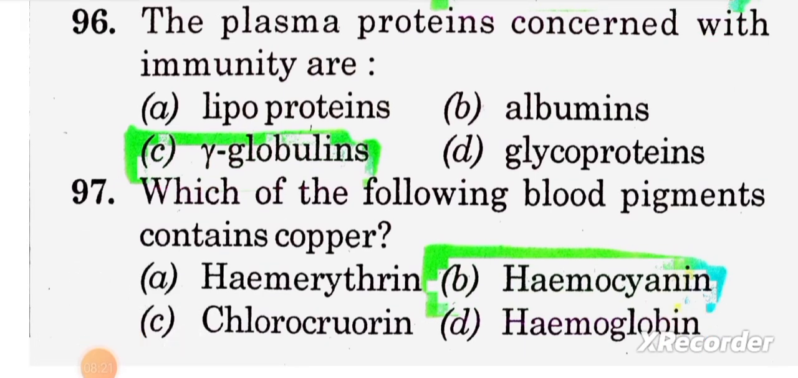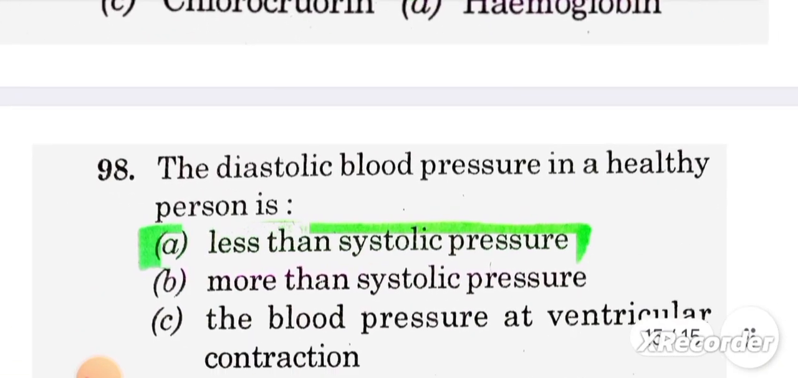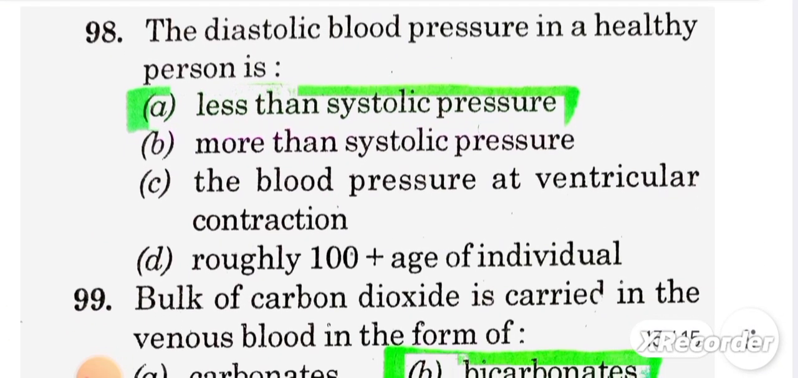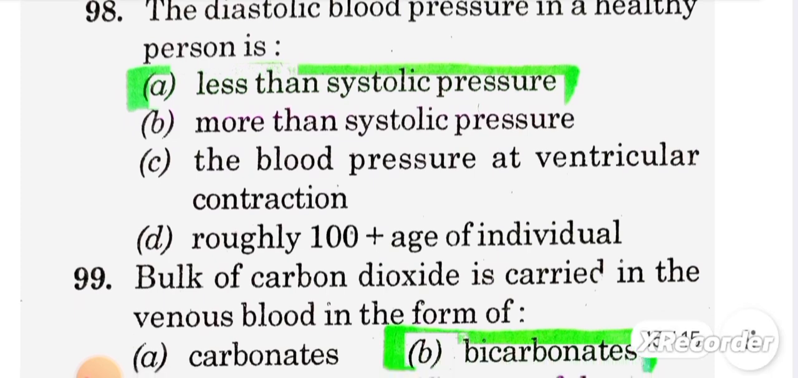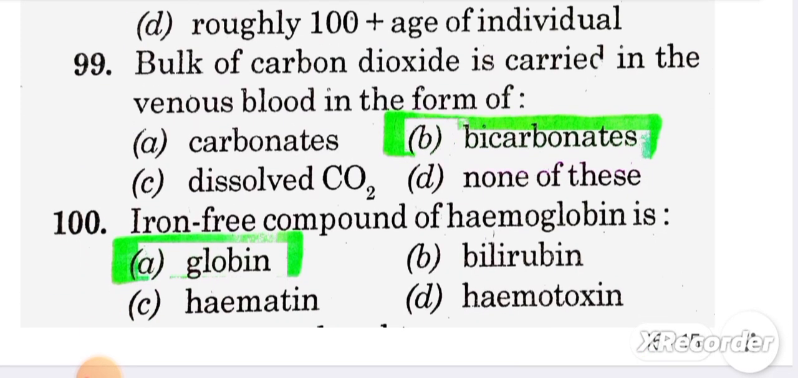Gamma globulins. Next 97. Which of the following blood pigments contains copper? Answer B. Hemocyanin. Next 98. The diastolic blood pressure in a healthy person is answer A. Less than systolic pressure. Next 99. Bulk of carbon dioxide is carried in the venous blood in the form of answer B. Bicarbonates. Next 100. Iron free compound of hemoglobin is answer A.